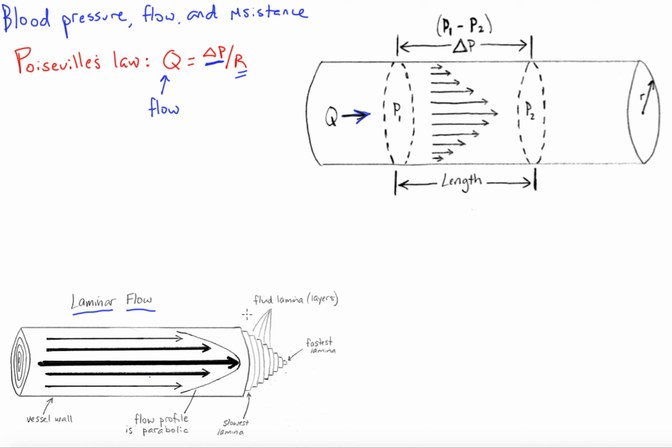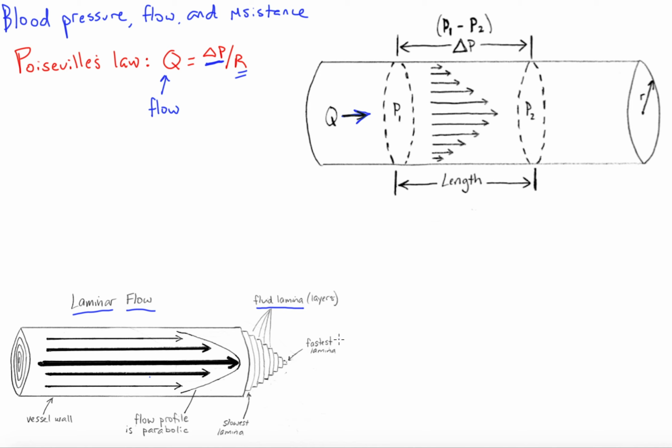Maybe at low flow rates it might be more laminar. So the idea behind Poiseuille's law is it describes laminar flow, which means, and a lamina is a layer, it means that the fluid flows in these layers. Now, these are not layers that you would be able to see or discern, but what it means is these are layers of fluid that are moving at different speeds.